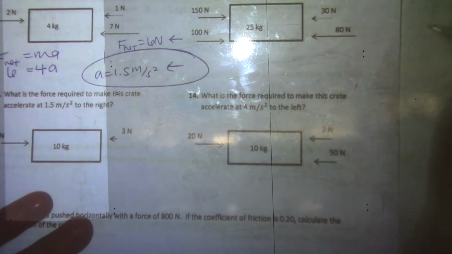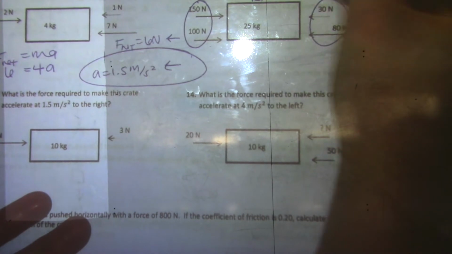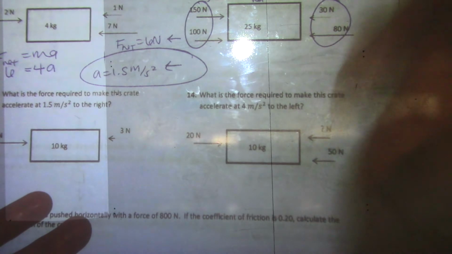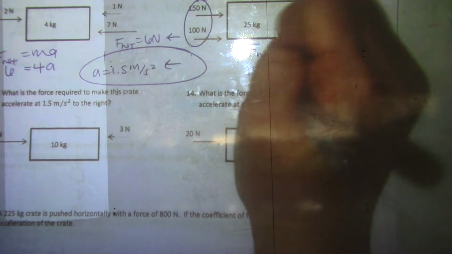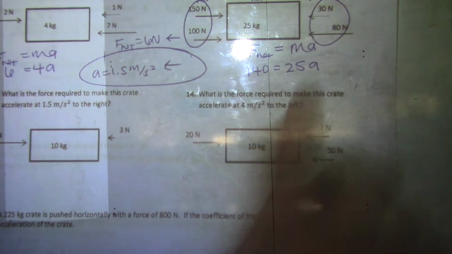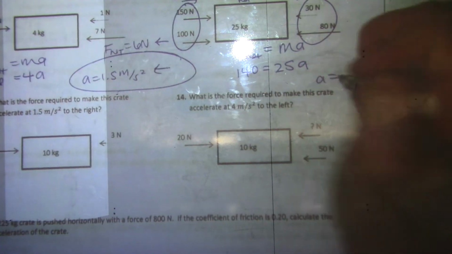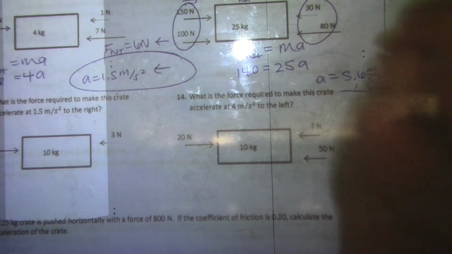Here, again, trying to find acceleration, so I know I'm going to need F net, so let's find that first. This just becomes 250. This one becomes 110. These are in opposite directions, so I'm going to subtract. That gives me a net force of 140. This one wins, which is to the right. And then now I can find acceleration with F net equals ma. 140 equals 25a. Divide the 25 over, and that gives me 5.6 meters per second squared to the right.